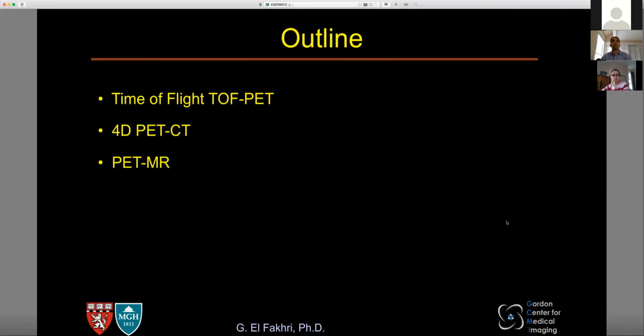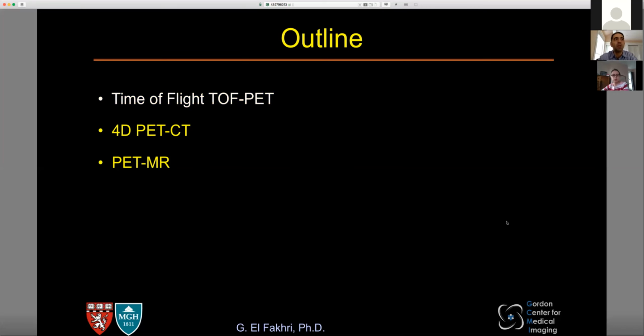Okay, the next part of the talk, I would like to cover 3 applications that are beyond PET-CT that have all had major impact now on the way we do our imaging. So let's start with the first one, which is the time of flight PET-CT. So what's the idea with time of flight?